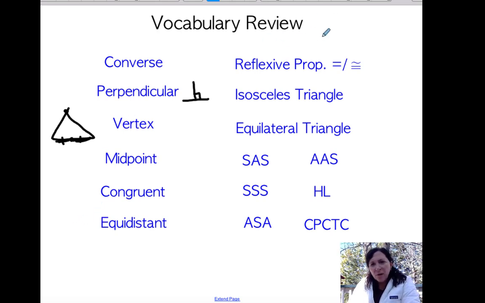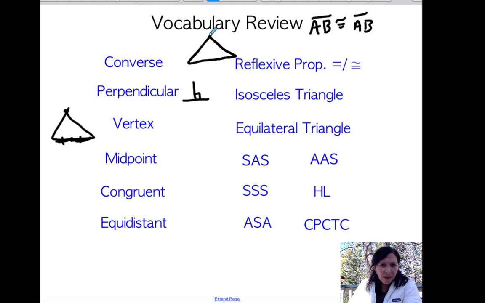Reflexive property, you use that when you're trying to say maybe segment AB is congruent to itself. You can also say angle A is congruent to angle A. A lot of times people use the reflexive property when they're trying to prove two triangles are congruent, and you have this one line in between the two triangles. If you split them up and took this triangle and moved it out, that edge right here would be the same as that edge right here. So you could separate them, and this middle line would be the same.